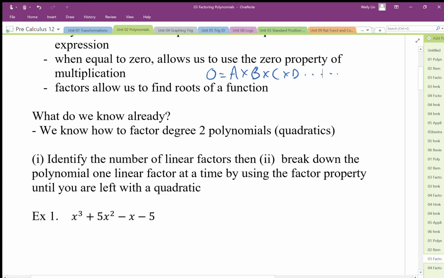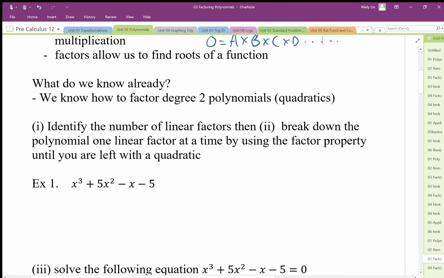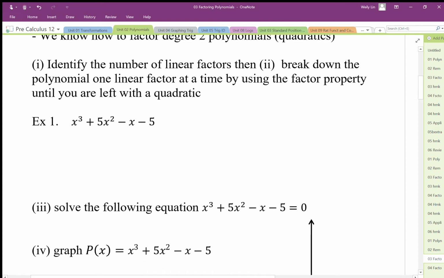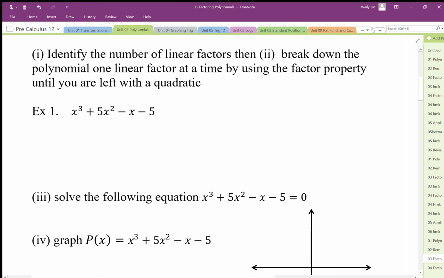So what we need to do then is, if we have higher than a second degree, like a third degree, fourth degree, fifth degree, what we have to be able to do is break these down into quadratics. Okay, so first thing we're going to do is identify how many linear factors we need. Basically what the degree of the polynomial is, and then break these down by one linear factor at a time until we get a quadratic, and then we can factor using quadratics. So for example here, this is a cubic polynomial. So we need to have 3 sets of brackets here of linear polynomials, linear factors.